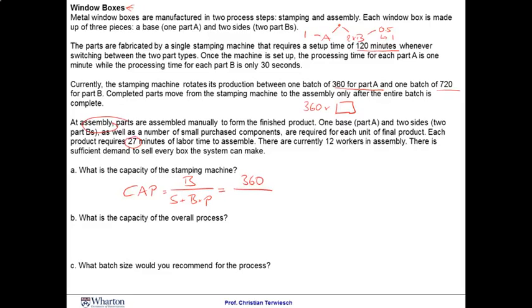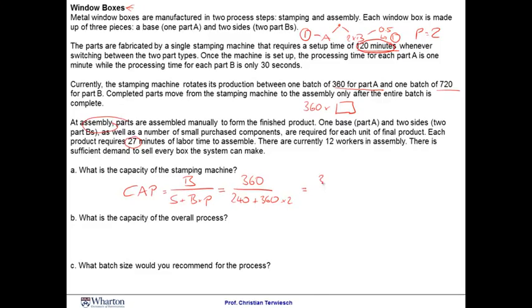Now the setup, I have to admit, is a little confusing, right? It's tempting to take these 120 minutes described over here, but remember there are really two setups happening per window box, the A setup and the B setup. And for that reason, we have to look at 240 minutes of setup time, plus the batch size, 360, times the processing time per unit. And the same logic is we're going to need 1 minute to deal with part A. We're going to need 2 times half a minute to deal with the two B's. And so per unit, our processing time is 2 minutes.